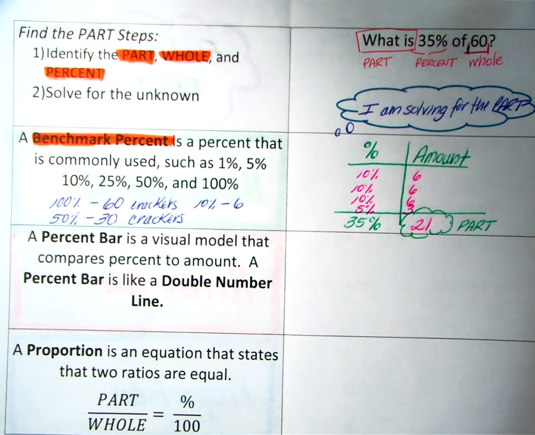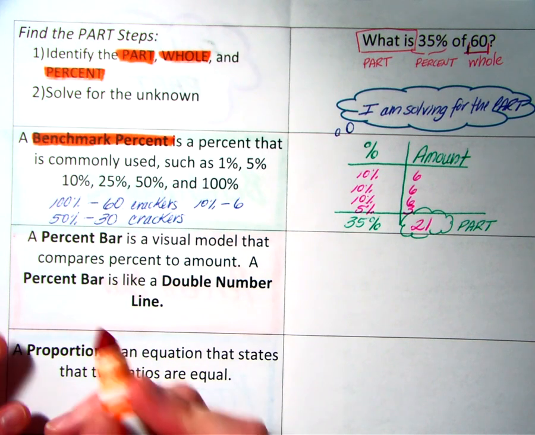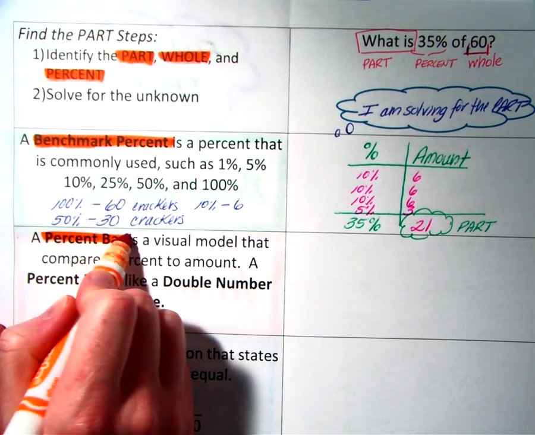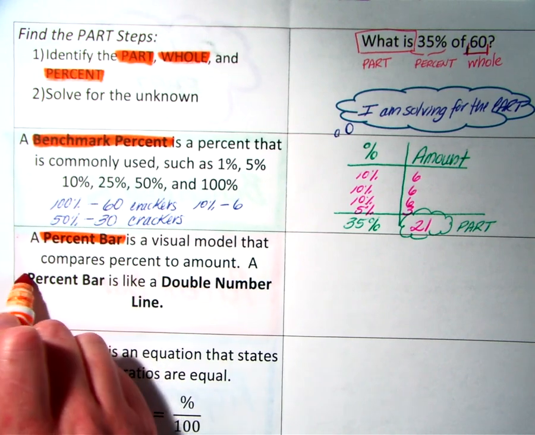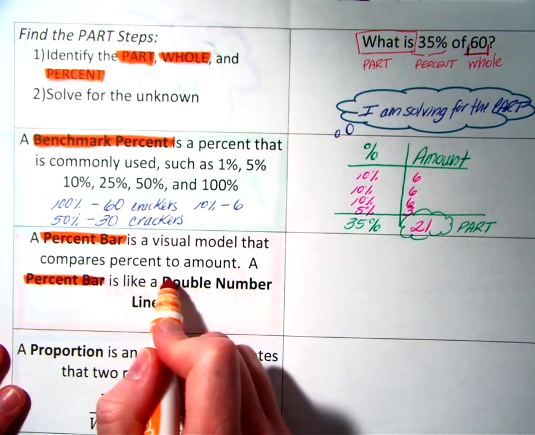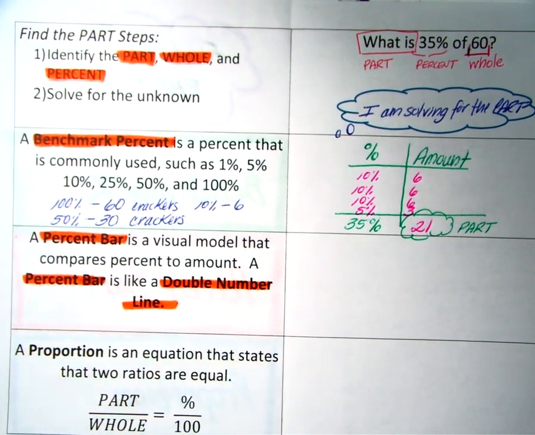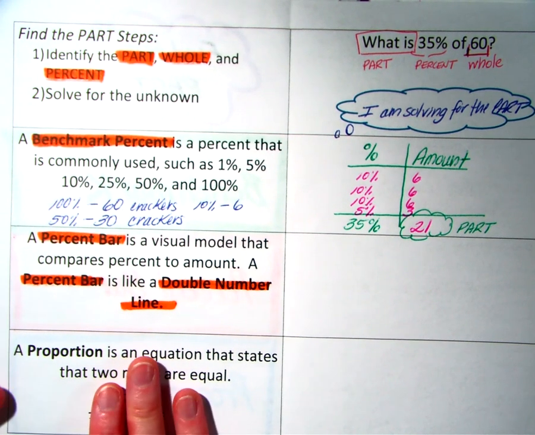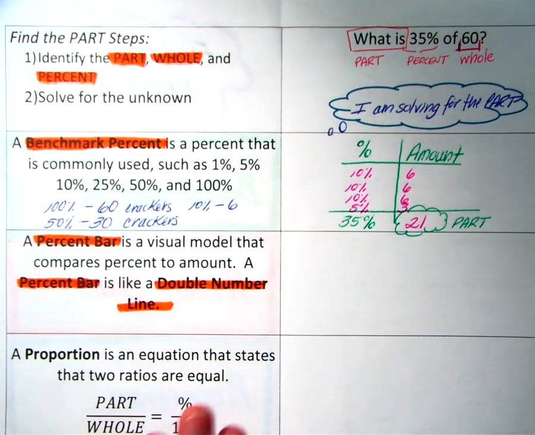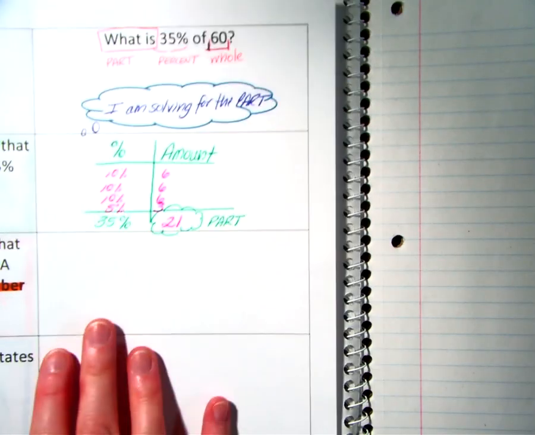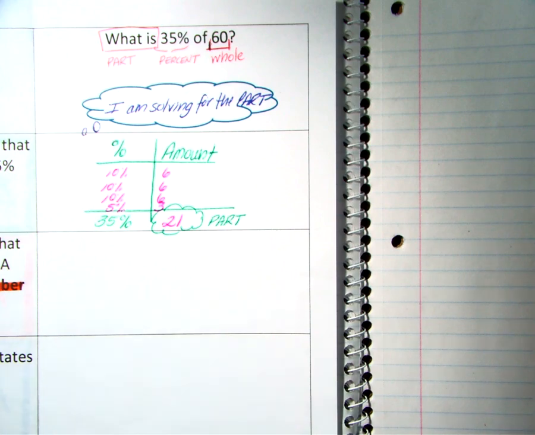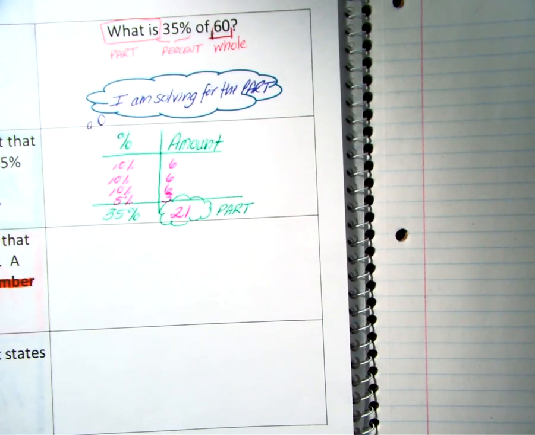Next up is the percent bar. The percent bar is a visual model that compares percent to amount. Percent bar is like a double number line. We're a big fan of double number lines. They are super cool and useful. They help us conceptually understand the math. I'm going to show you one that I'm going to make here. Do the best you can. I haven't done this in a while, so I'm going to look at my notes. I'm going to make you a pretty percent bar.